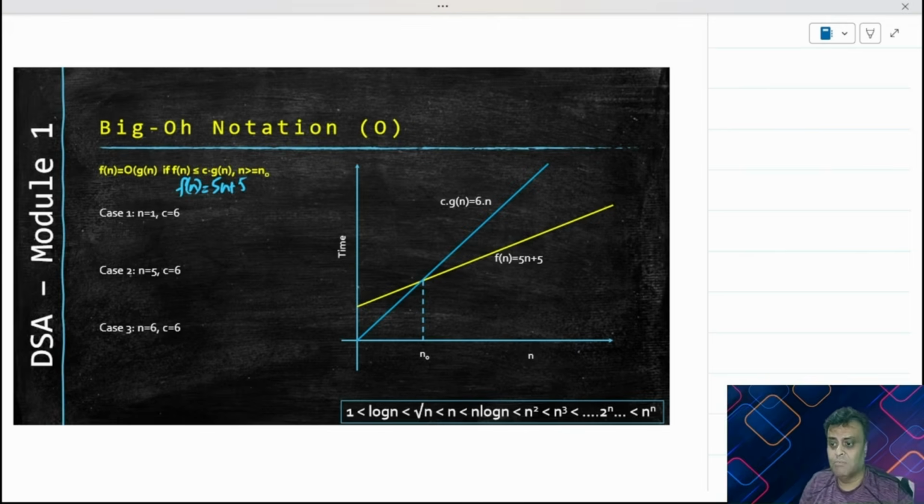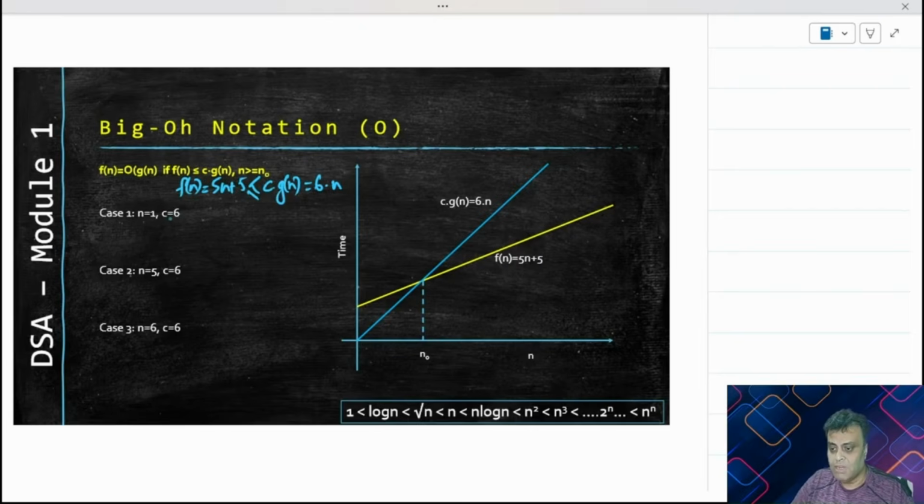So to calculate the upper bound, what do you do? You say Fn is equal to 5n plus 5. So you will have to find out on the C dot gn front, right? We are talking about C dot gn being 6n, that is C is 6 and gn is equal to n. And we are supposed to find a value of n when this will happen, where C dot gn will cross the Fn. When that happens, it becomes the upper bound of your function.